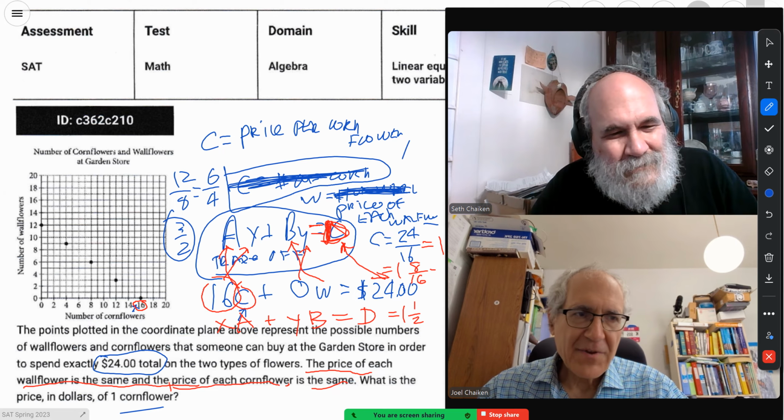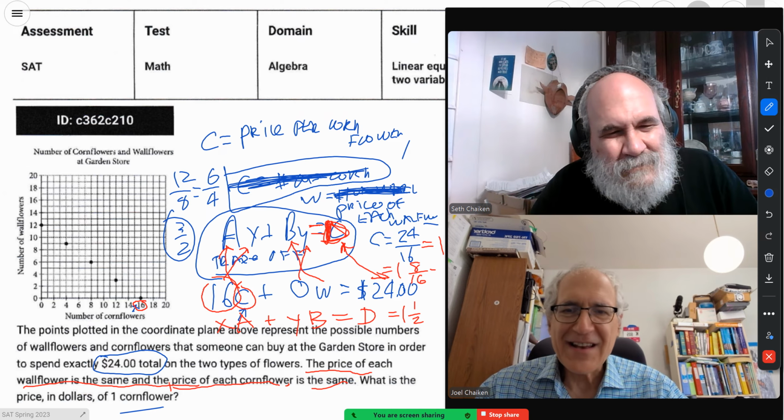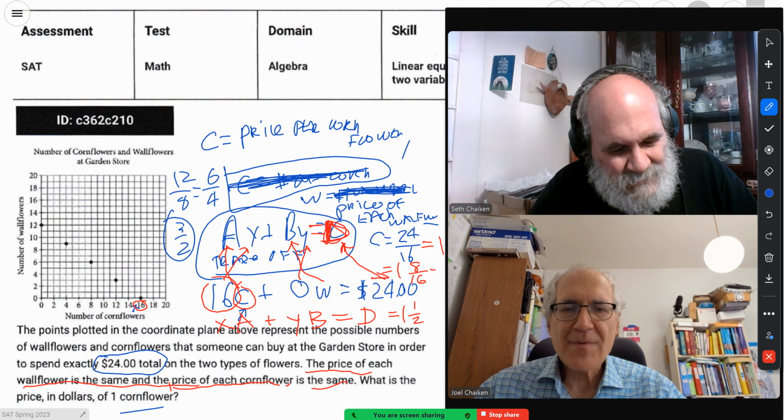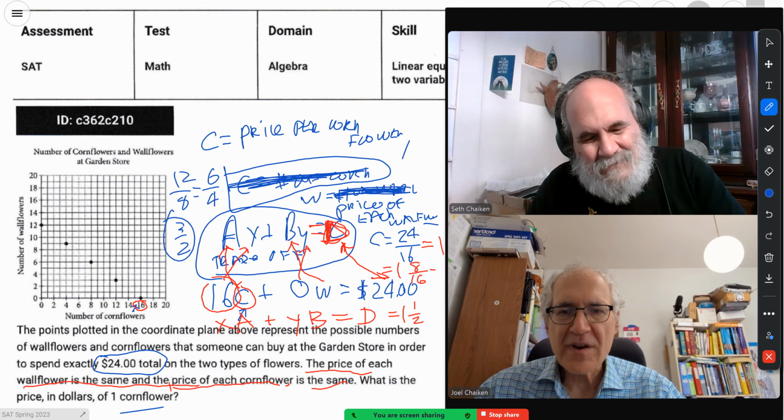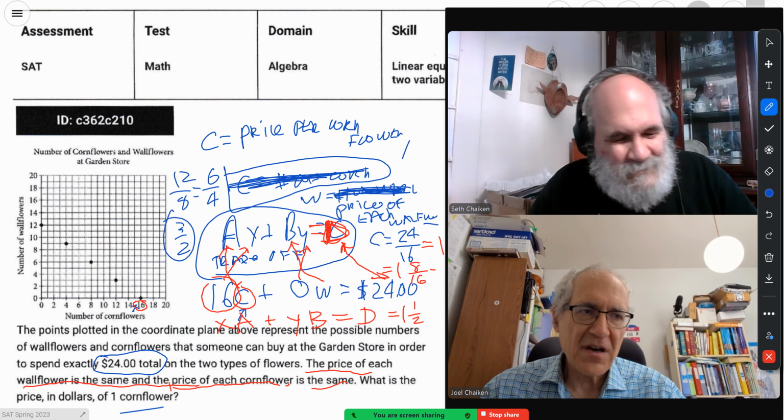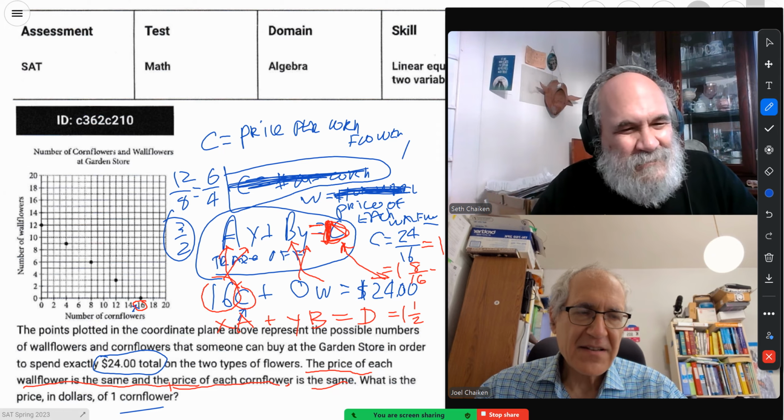Not really. How does this differ from a school test? No, you can easily get a question like this on the school test. They would basically say, what do the intercepts represent? The intercepts represent the extreme cases where you max out on one or the other. That's generally how it's asked.